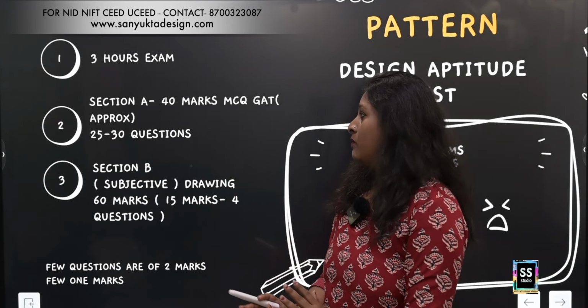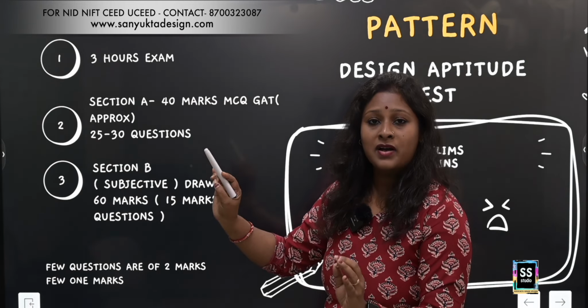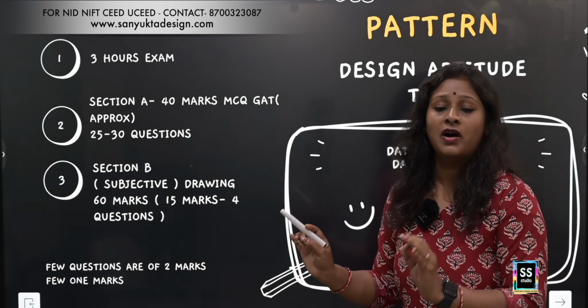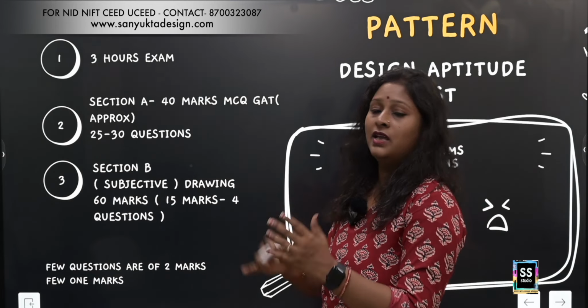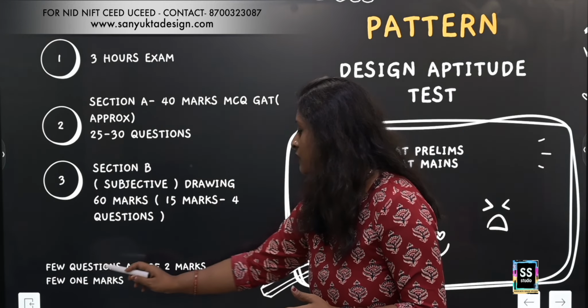Altogether, what you need to remember is that in GAT you're going to get marks 30 to 40 and in creative you're going to get marks 70 to 60. So this is your whole ratio. Few questions are of 2 marks, few of 1 mark.